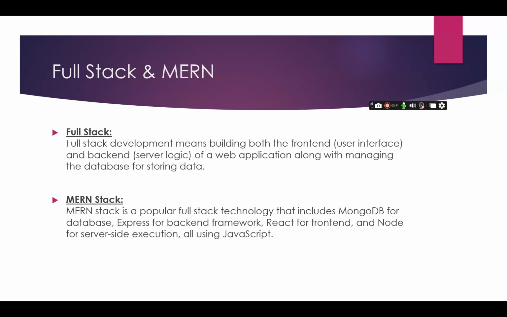React is used for building the user interface. Express and Node are used for the backend development, and MongoDB is used to store the data. Using MERN helps in building a complete web application using JavaScript across all the layers. It allows smooth communication between front-end, back-end, and database in a single technology stack.